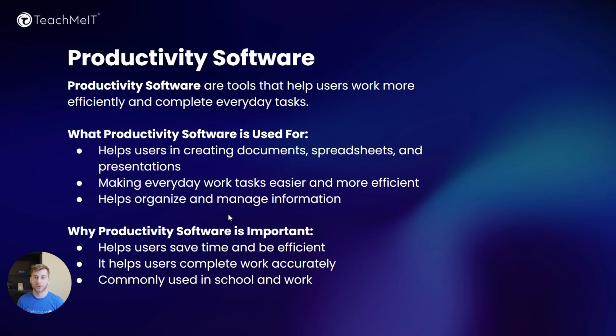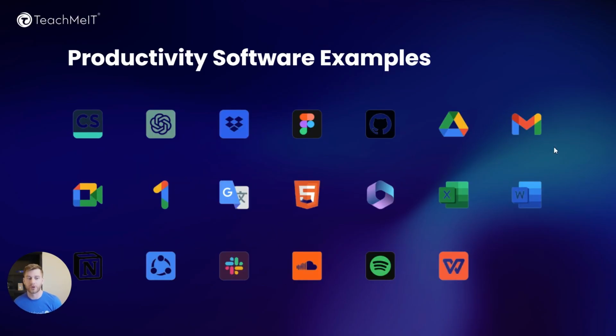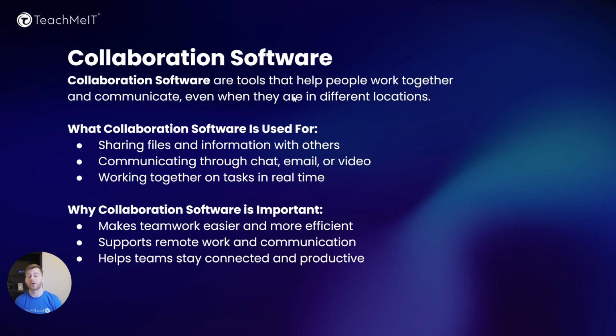Overall, productivity software are used at school and work, in different types of business settings, and even in people's personal lives. Here's some examples of productivity software: Gmail, Excel, Word, Dropbox, ChatGPT, Notion, Google Meet. We've got a ton of other productivity software outside of just these ones, but these are by far some of the most common.